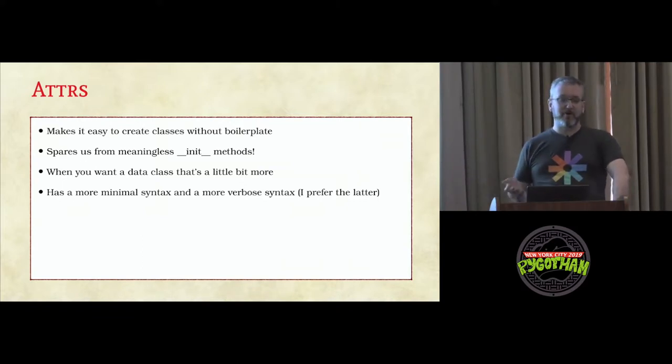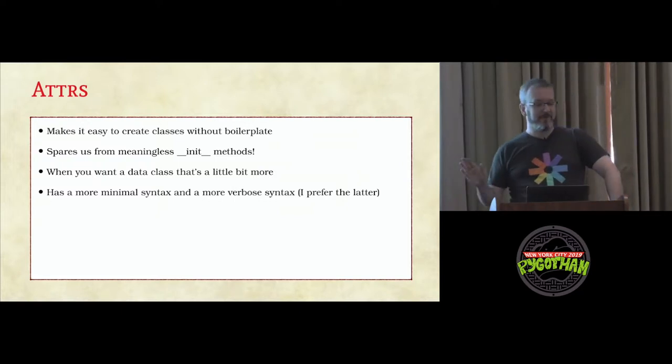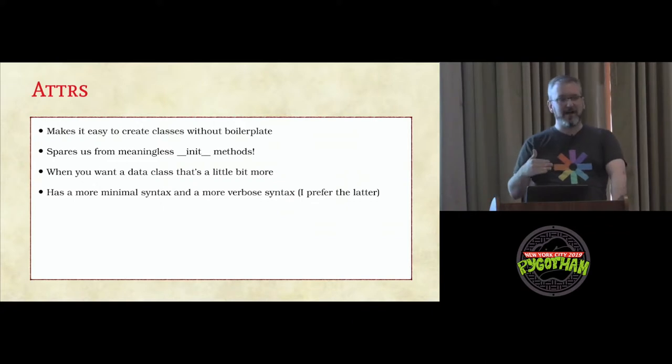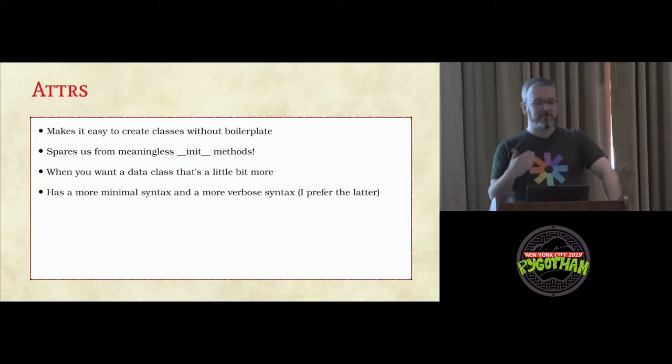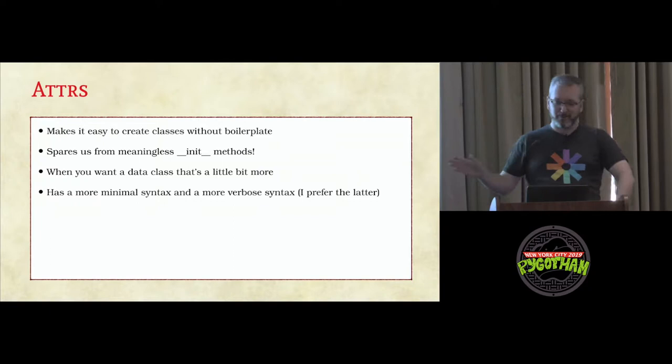All right, so now it's easy to define that data and bring it into Python. It would be nice to have some proper model objects to put it into, and that's where Adders comes in. Adders is a great library that makes it really easy to create classes without a bunch of boilerplate that spares us from meaningless init methods that just take arguments and save them as attributes on your object. Adders is great when you want a data class, but a data class that does a little bit more stuff. And it has a more minimal syntax that you can use and a more verbose syntax. And apologies to Hynek, I prefer the latter because I apparently don't have a sense of humor.